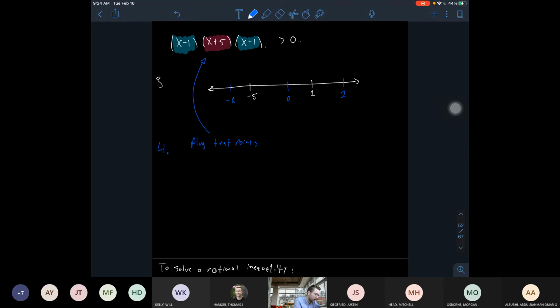So I'll try -6 minus 1, which is -7. So x equals -6 gives us -7, times -6 plus 5, which is -1. And then ultimately, we're going to get -7 again for the third factor. We multiply all these things together. A negative times a negative times a negative is a negative, and this will all be less than 0. And that doesn't jive with what we're supposed to be getting, larger than 0. So this interval is a bust.